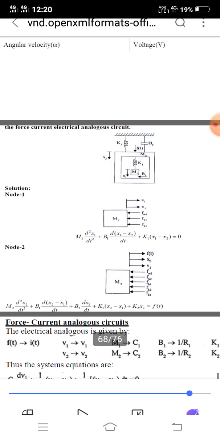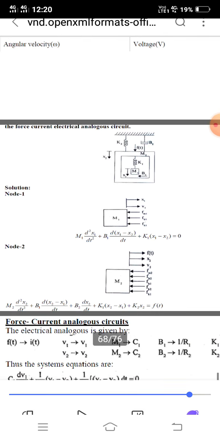Next, equation 2 based on m2. M2 has K2, B2, input F of t, K1, B1. So we connect all these features, adding all of them, and finally we get F of t input equal to M2 d square x2 by dt squared plus B1 d(x2 minus x1) by dt plus B2 dx2 by dt plus k1 (x2 minus x1) plus k2 x2. This is equation 2.